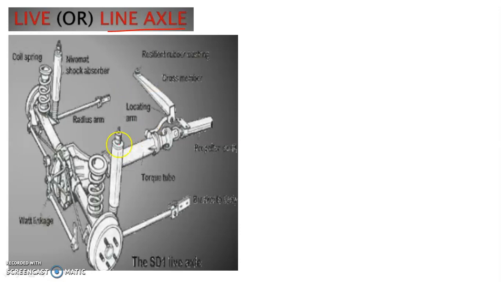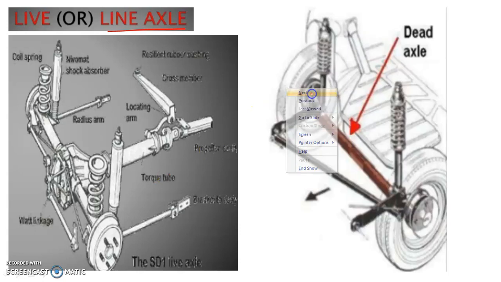Let us see about live axle. Live axle is also called a line axle. This is a picture of a live axle or line axle. You can have an idea of the structure and the different components linked with the live axle. And this is a sketch of the dead axle. You will see this is nothing but a dead axle.